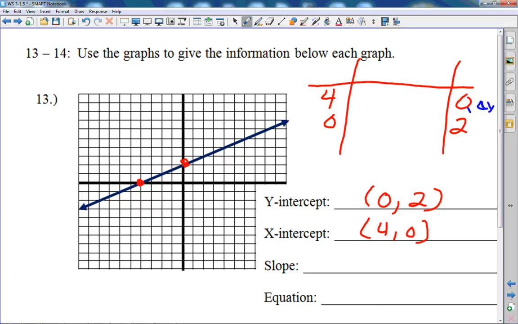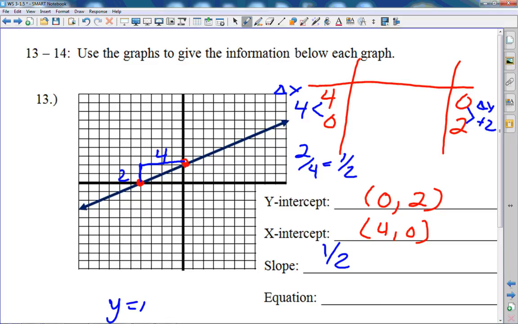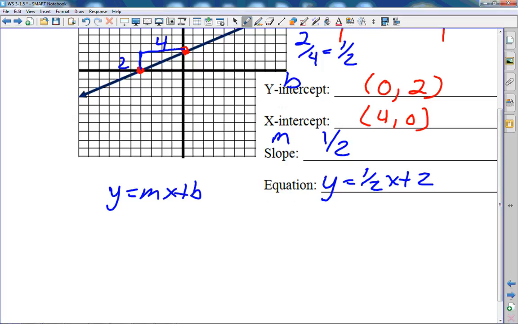Delta y, the change in y, is plus 2. Look, I'm going up 2. And delta x, I'm going over 4. Well, 2 over 4 reduces to 1/2. That's my slope. My equation, y = mx + b. There's b, there's m. y = 1/2 x + 2. Can you write that another way? Yeah, we could write it like this: 2 + 1/2 x. That would mean the same thing.